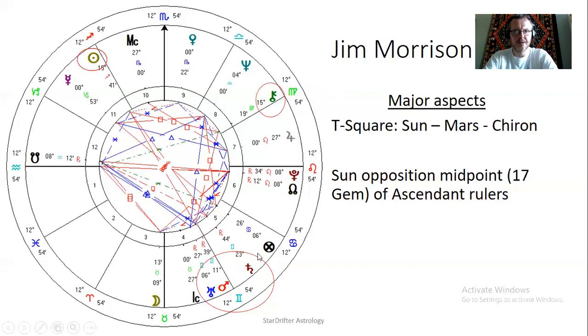The sun is also in opposition. It's within 2 degrees of opposition from the midpoint of the ascendant rulers, Saturn here and Uranus just here. The midpoint will be 17 degrees of Gemini. The sun is at 15 of Sagittarius. So there's an opposition to the midpoint, which is about between Saturn and Uranus.